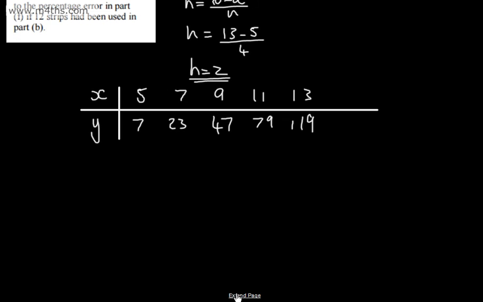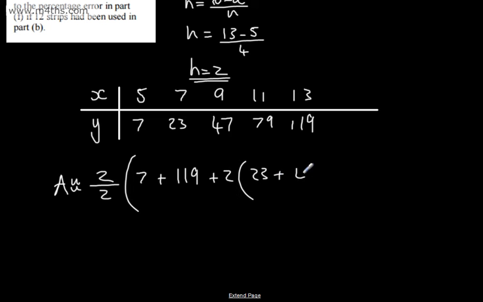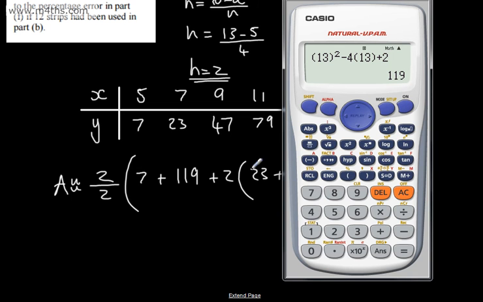So using 4 strips, we can say that the area will be approximately equal to h over 2. So 2 over 2. We will have now the first is going to be 7, plus the last, which is 119, plus 2 lots of the other values, 23 plus 47, plus the 79 added up. This will give us an estimate, so let's go ahead and put these in.